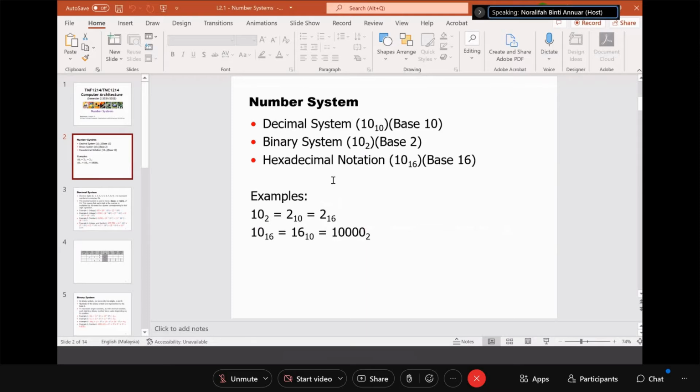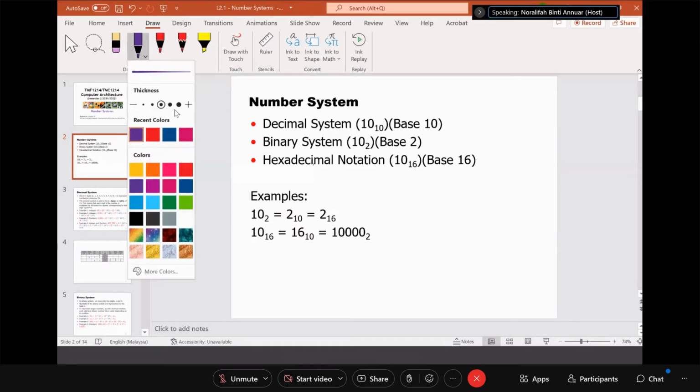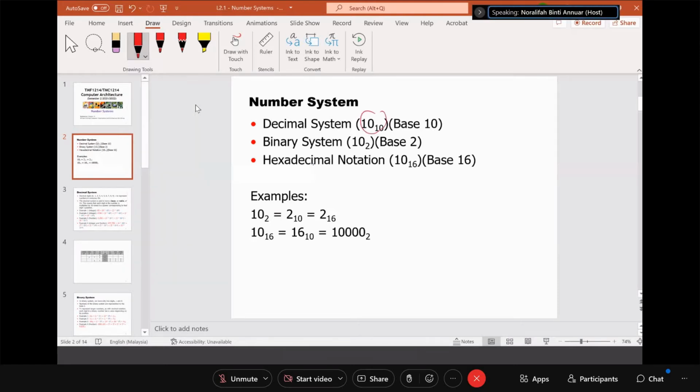Okay, kita ada decimal, binary, hexadecimal. Decimal is the number system that we use daily. Maksudnya nombor 1, 2, 3, 4, 5, 6, 7 tu is decimal. It's base 10. Base 10 maksudnya macam ni, 10 di bawah yang kecil. Bila saya cuba contoh, merah. Base 10 maksudnya kalau contohnya ada 2, you know it's decimal. Actually it's a number that we are using daily.